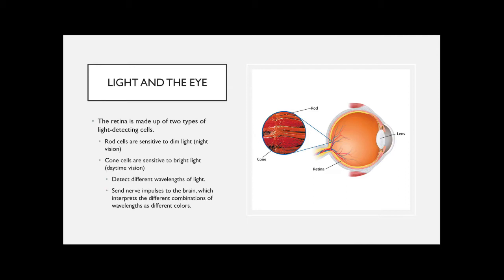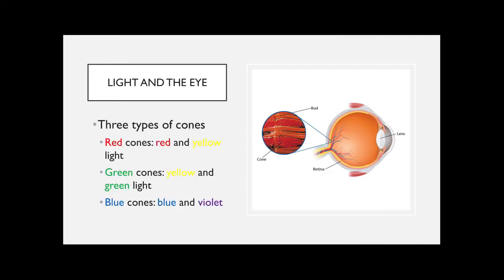So cone cells can actually detect different wavelengths of light as they come in. And they take these wavelengths of light and they send them as nerve impulses to your brain. Your brain will interpret the different wavelengths and kind of combine them or separate them as different colors, and are able to make up the image that we are able to then understand of what we are looking at or what we are seeing.